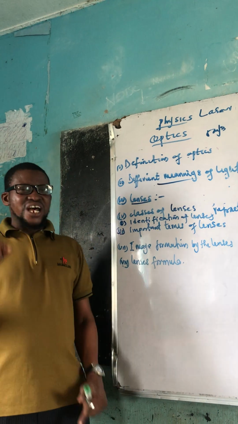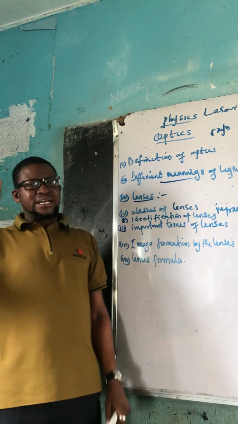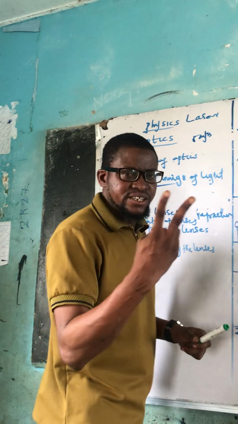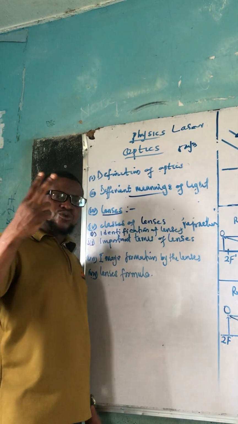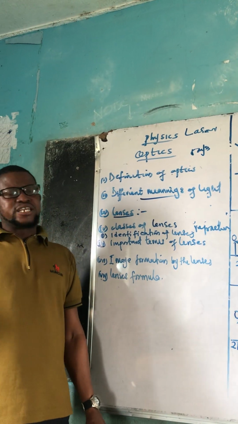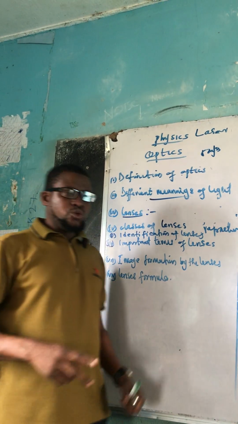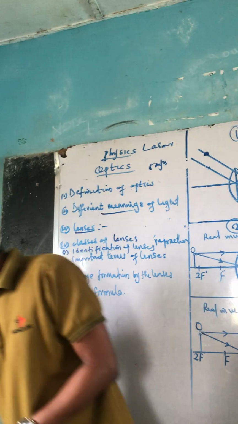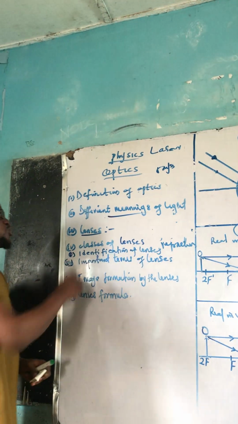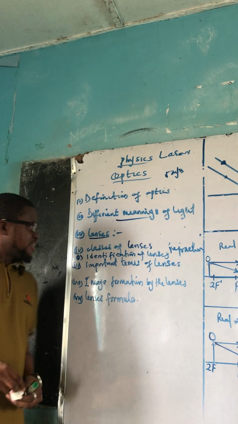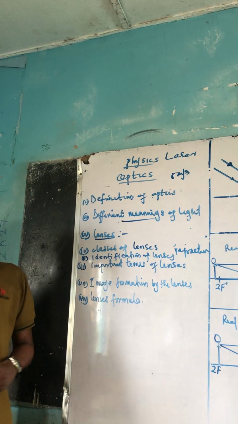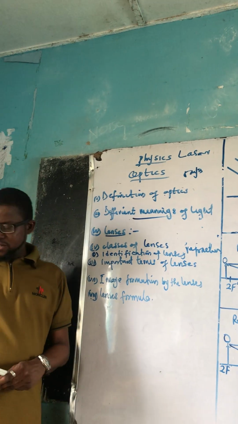Lenses are transparent optical material bounded by 2 faces, meaning every lens must have 2 faces, and at least one of the 2 faces must be what? Curved, which means both faces can be curved, or one can be curved. Now that is the definition for lenses. So in the next time we shall be looking at classes of lens and identification of lens. Thank you very much.